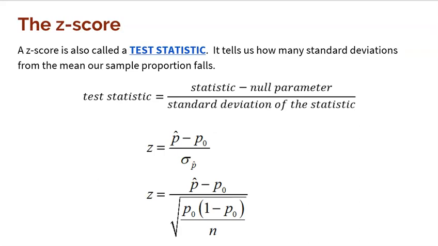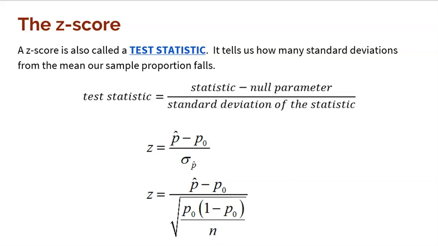Now, a z-score is called a test statistic. I haven't really used that term a lot. We've been saying z-score, but a z-score is a test statistic. It is how many standard deviations from the mean our sample proportion falls. So it's a synonym, right? It's just two different words that essentially mean the same thing.